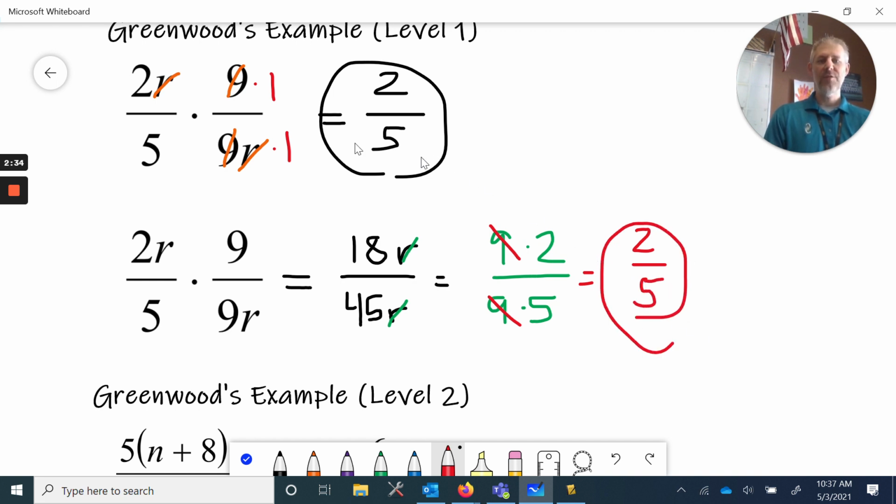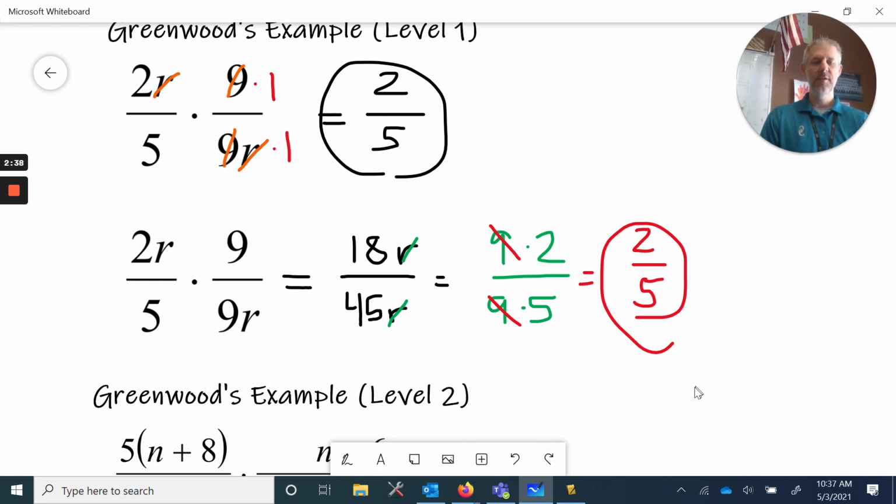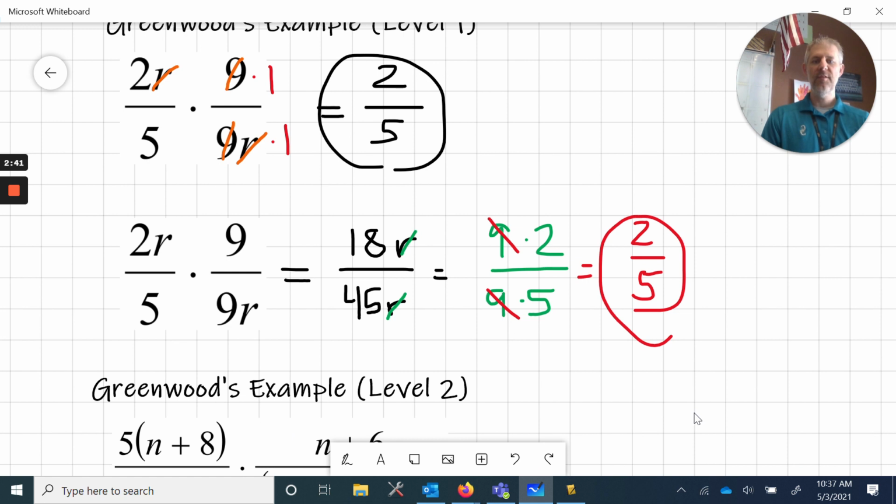So both of these strategies are identical. They both work. I don't care which one you use. Whichever preference you have is totally fine. So that's level 1 examples.